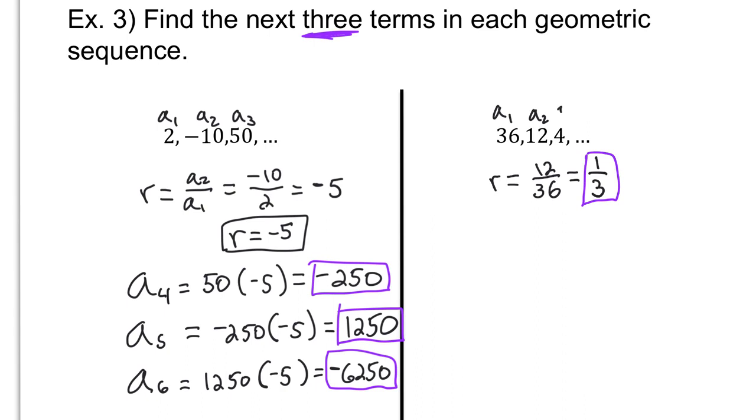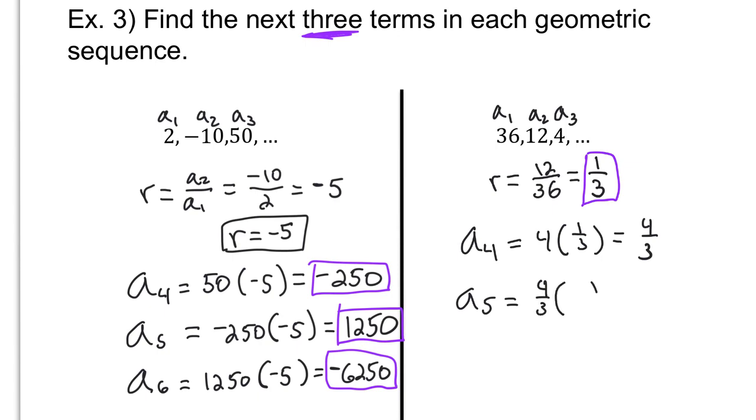So let's see here. I have 3 terms. So this is my third term here. My next one is my fourth term. So I'm going to take 4 and multiply by the common ratio, 1/3. So that's going to be 4 over 3. And then I find my next one, my fifth term. I take 4 over 3 and multiply by the common ratio, 1/3. So that's going to be 4 over 9. And for my next term, you take 4 over 9 and multiply by the common ratio, 1/3. And that's going to be 4 over 27.